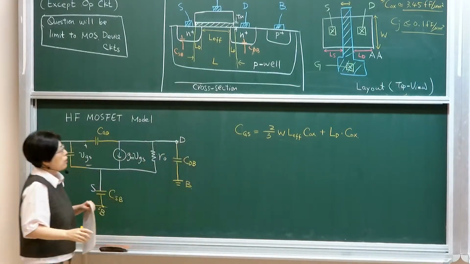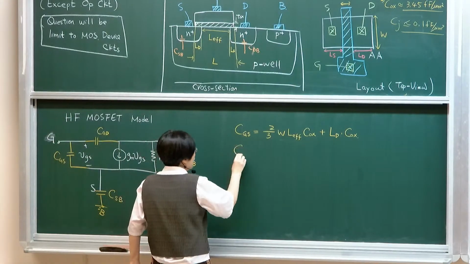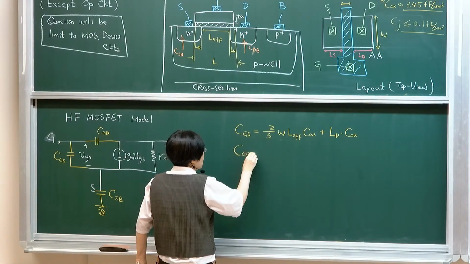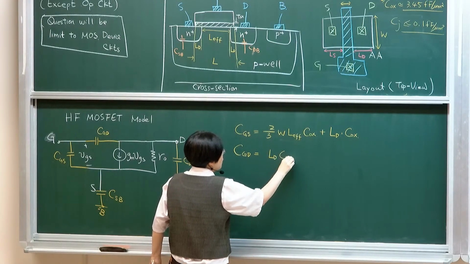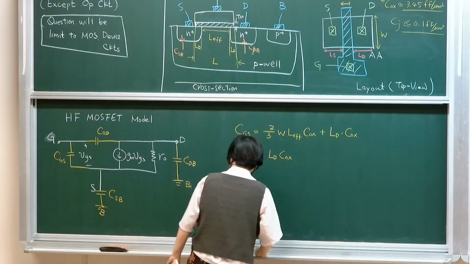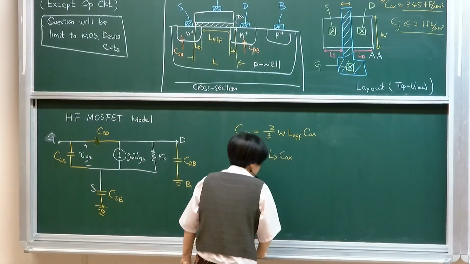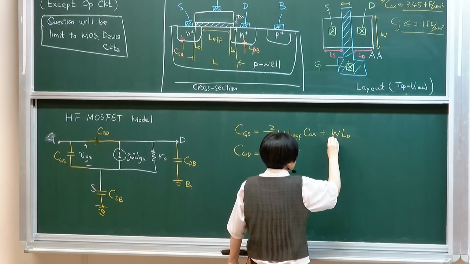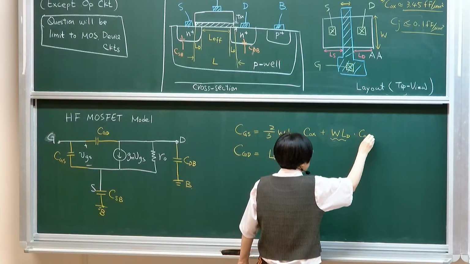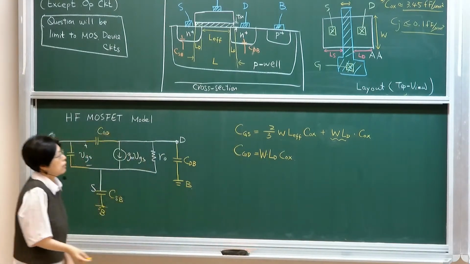There's a diffusion length part, okay? And for CGD, this will be only the overlap plus Cox. Sorry, I missed one. Area. So area is WLD. This is the area times unit area capacitance. Once again, area times that. Okay?